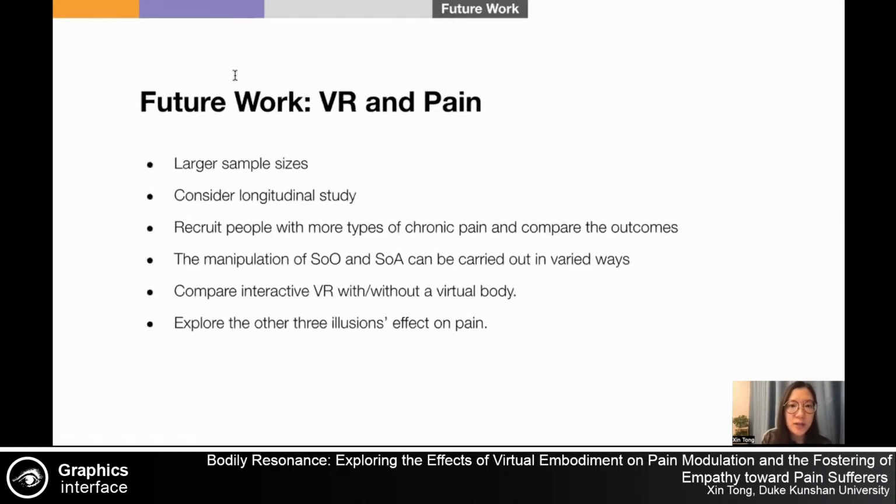For the VR and pain trajectory, besides exploring the other three illusions and the relationship with VR environments and perceptions of cognition, future researchers should also recruit a larger sample size and include people with more types of chronic pain. The manipulation of ownership and agency could be carried out in varied ways and measured differently. Further, future research can compare the effect of an interactive VR environment, like Snow World, with a virtual body and without it.